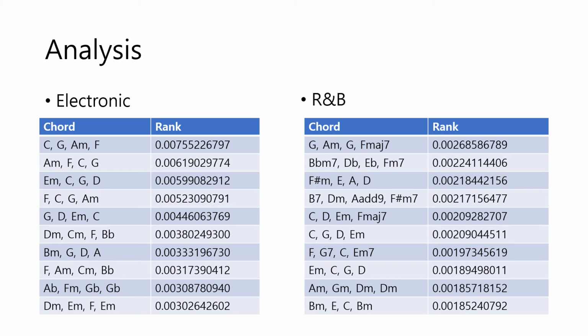This is the top 10 most importantly used chord progressions in the electronic and R&B genres. As shown in the previous slide, electronic has a similar progression. However, R&B shows a significant difference. We analyzed that R&B originated from jazz, gospel, and blues music, which is relatively free from generalized chord progression. Now let's hear the top chord progression of R&B.